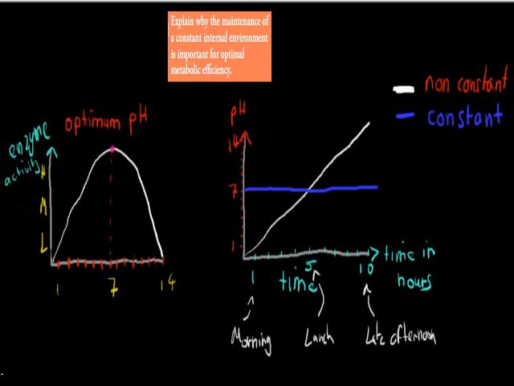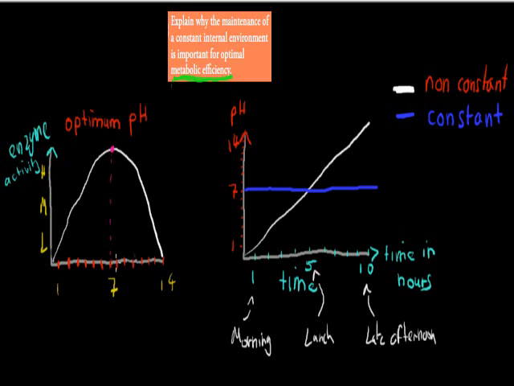Next one was, why is it important to keep a constant internal environment for optimal metabolic efficiency? Remember the word metabolic efficiency. So this refers to having a really high, fast speed of chemical reaction. So how fast the enzymes work. High optimal metabolic efficiency means that the enzymes work really fast. Enzyme activity is at a really high level. That's what that means.